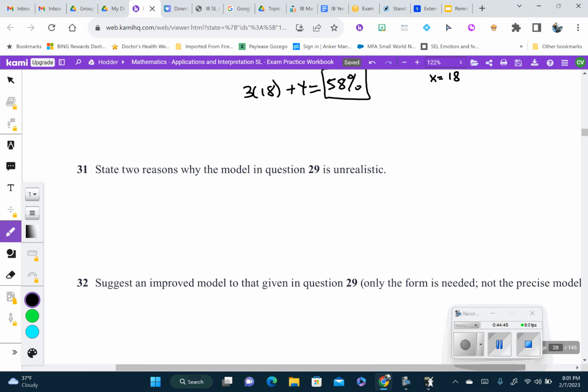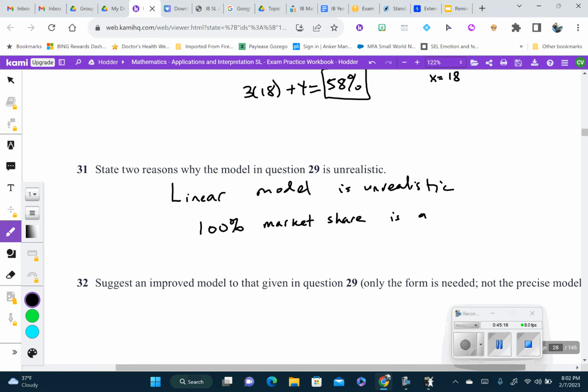State 2 reasons why the model in question 29 is unrealistic. So a linear model, 3x plus 4, is not realistic for market share. And then also to get 100% of market share is also unrealistic, okay?